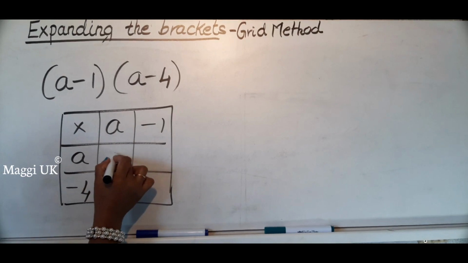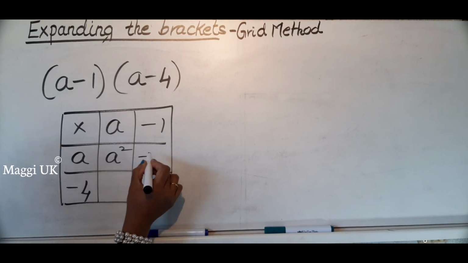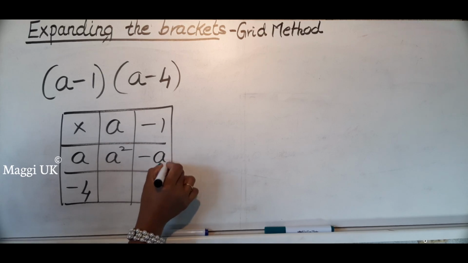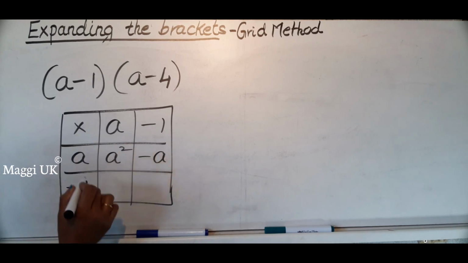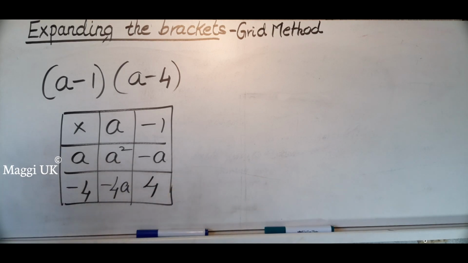So A times A is A squared. And then A times -1 is nothing but -A. And then -4 times A is -4A. And then -4 times -1, since they're both negative, it makes a positive, so +4. So we can just put 4.